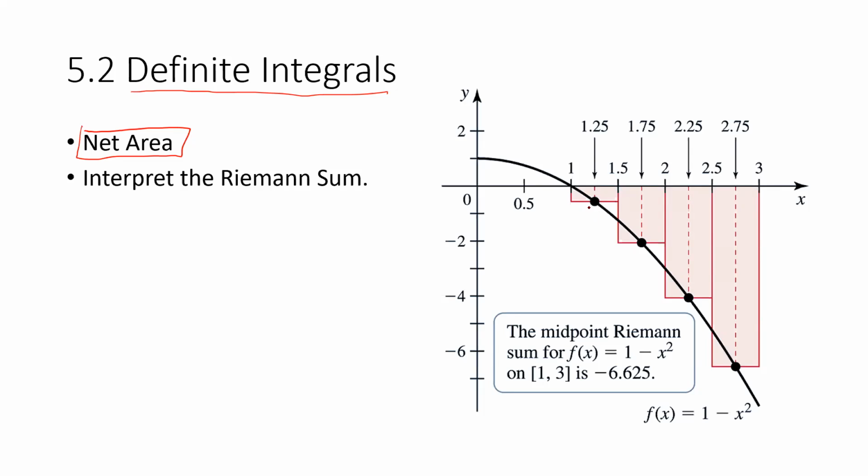for instance, here, f of x is 1 minus x squared. So if I compute f of 1.25, 1 minus 1.25 squared, I get a negative value, negative 0.5625. And same here, if I do 1 minus 1.75 squared, I get another negative value. f of 1.75 is negative 2.0625. And so on, all these values here would be negative values.